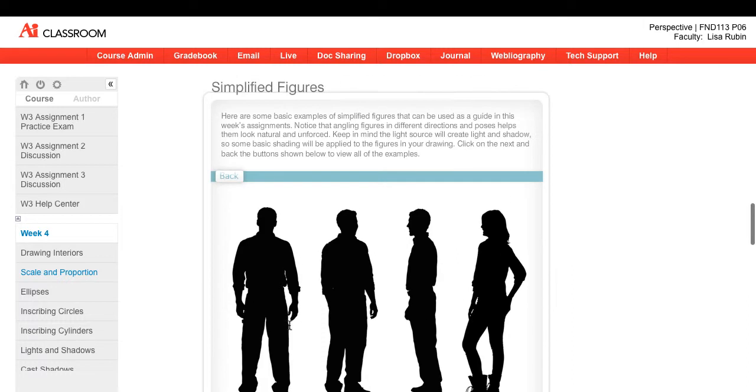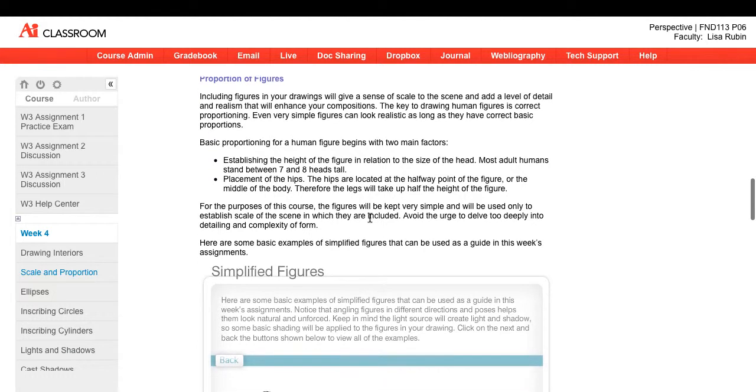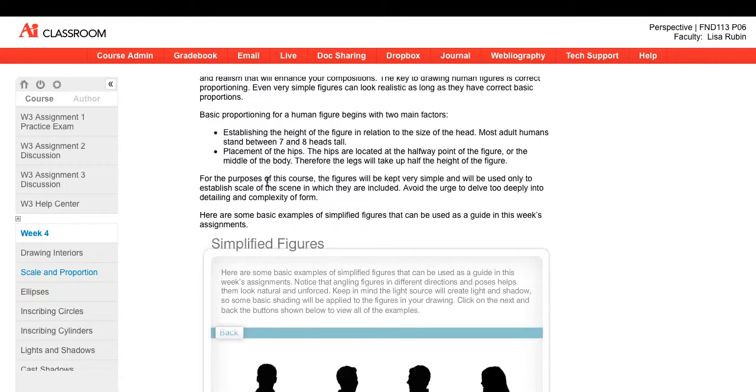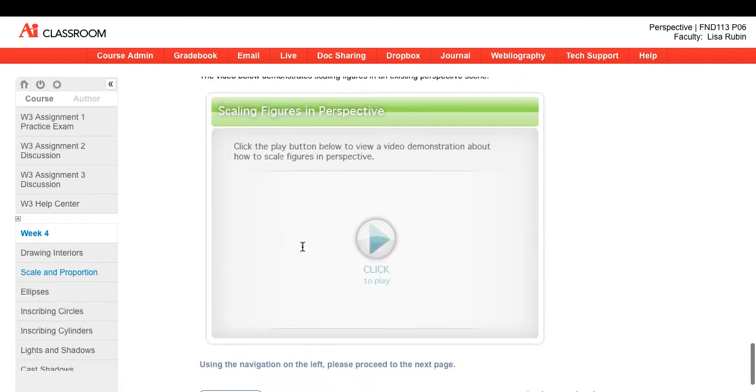And one other thing I wanted to mention is here's some basic proportioning for the human figure. The height is usually about 7 to 8 heads tall, so whatever size the head is. The hips are about halfway up the figure, all right, so the legs will take up half the height of the figure. So just a few little tips. Some people may never have drawn a figure before.